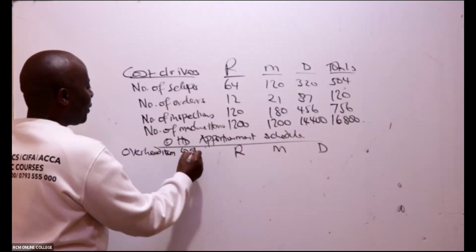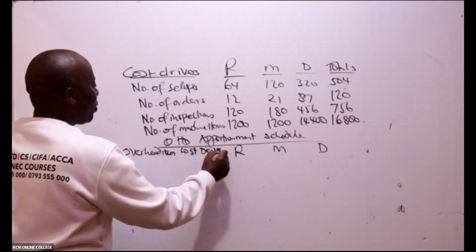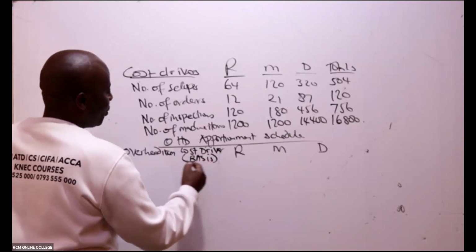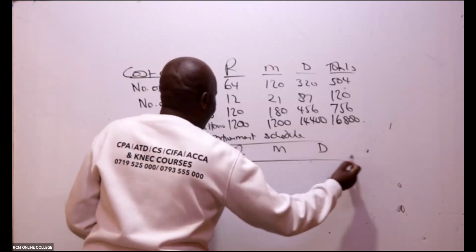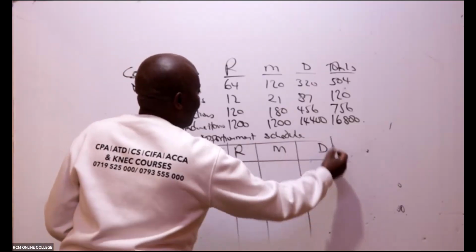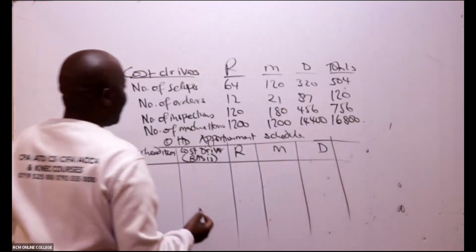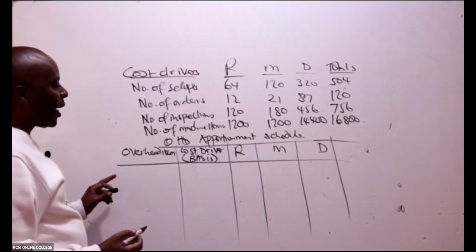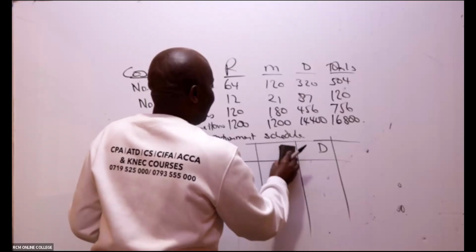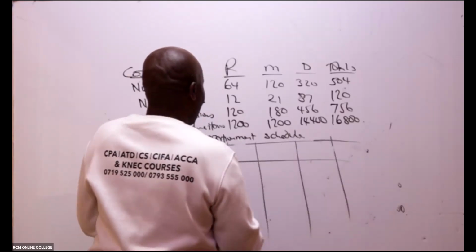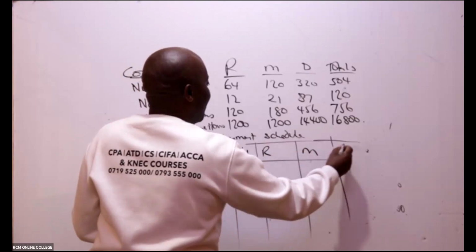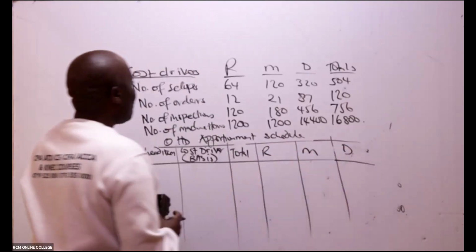And then we have cost driver. The cost driver is what we also call the basis. All right, so we start with the first one. I've left a column for total. You can put it at the end, but it's always good to put it here. Total, RMD, like that.